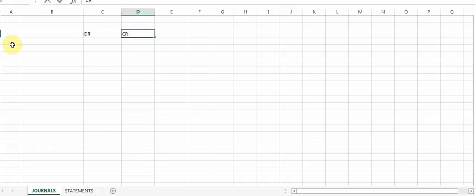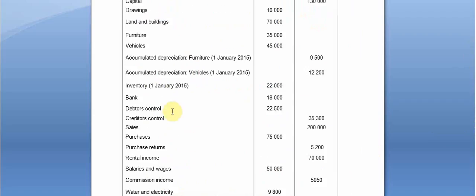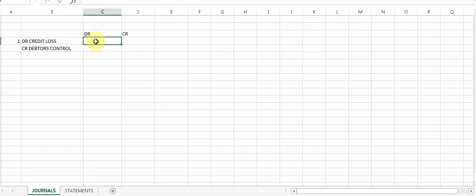Right, in number 1, what did we say? In number 1, it says the debtor is still owing. So there we debit the credit loss because this person is insolvent, and we credit the debtors control. They call it that in this question. You will see if you look at the trial balance, they don't call it just debtors, but they call it debtors control. So I just used the same wording there. And the amount that they give to us is 3,500, and the narration is the debtor is insolvent.